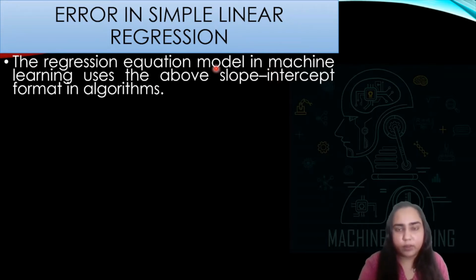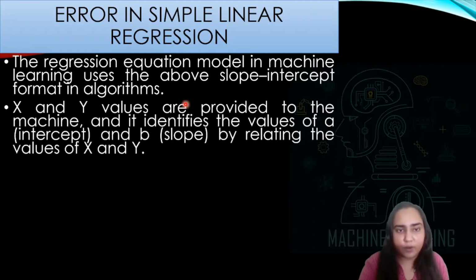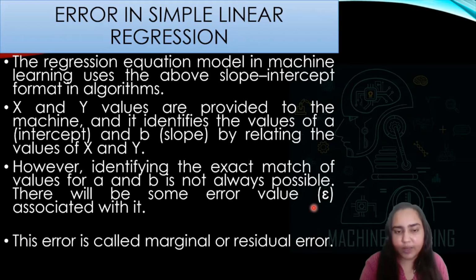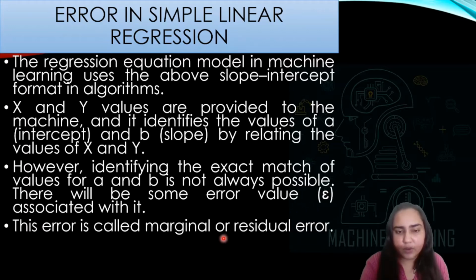So we have the slope intercept format where x and y values are there. B is the slope. There's also an intercept. But identifying the exact match for these a and b values is not always possible. There are errors, and those errors are denoted by epsilon. It is also called marginal or residual error. And usually the equation is modified like this to show the error, which is y is equal to a plus bx plus epsilon, and this epsilon is the error.